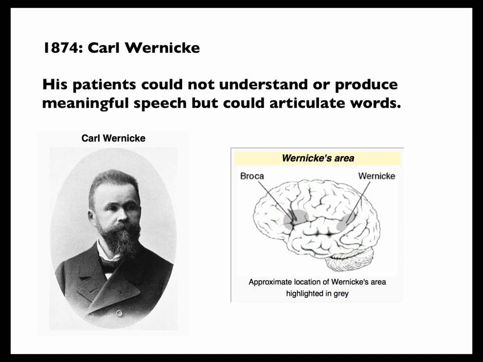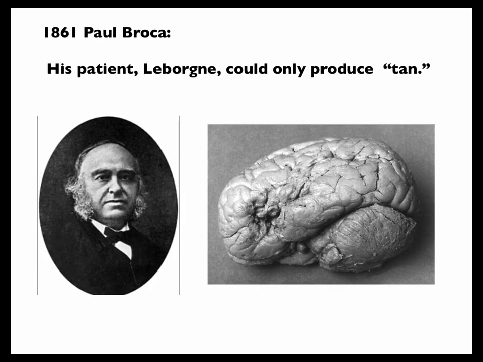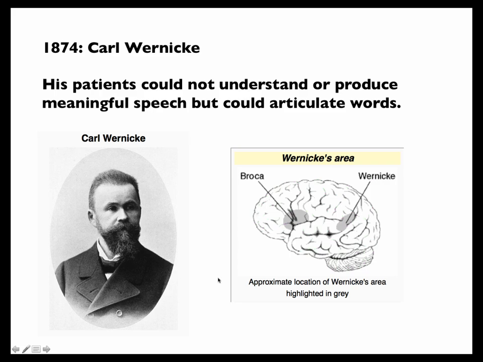Similarly, Carl Wernicke in 1874, about 13 years later, had a number of patients who could not understand or produce meaningful speech, but could actually produce words. And this was a very different area of the brain that was damaged, an area a little bit more posterior, and hence it was called Wernicke's area. These areas are both on the left side of the brain. They correspond to, of course, language production.